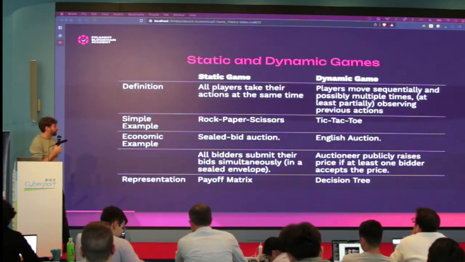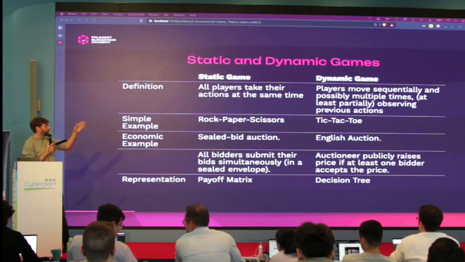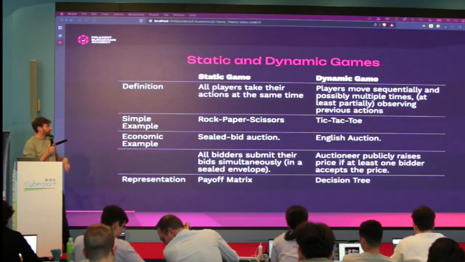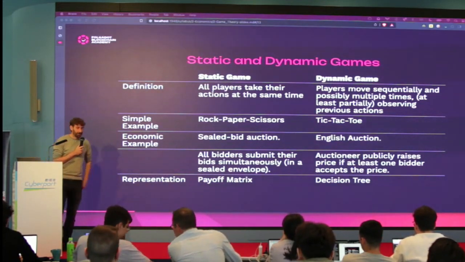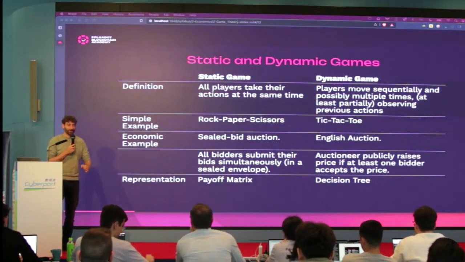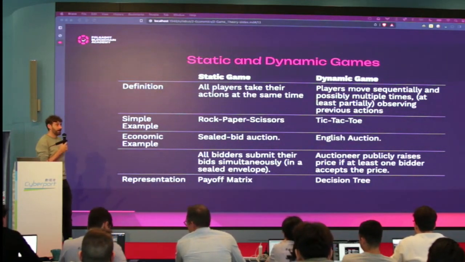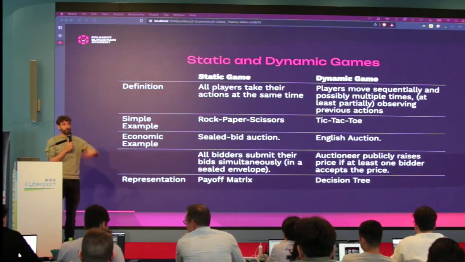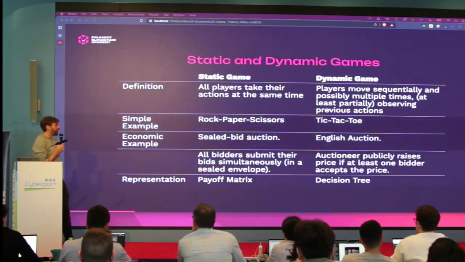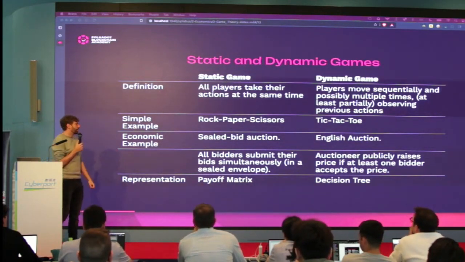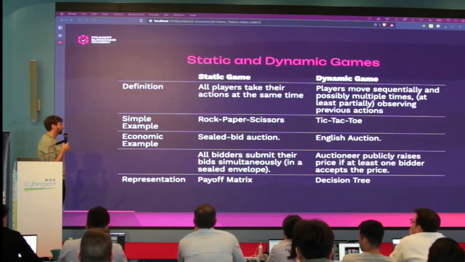Some other simple examples of dynamic games are rock, paper, scissors, or tic-tac-toe, right? In the static game, sometimes you try to be a little slower than the other one, making it into a dynamic game, which would make it quite easy to beat the opponent. But ideally, you show at the same time which action you want to take.